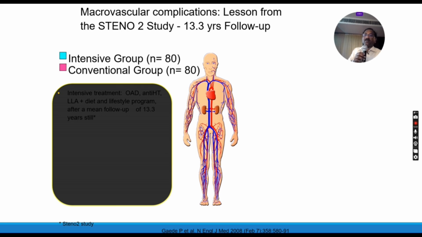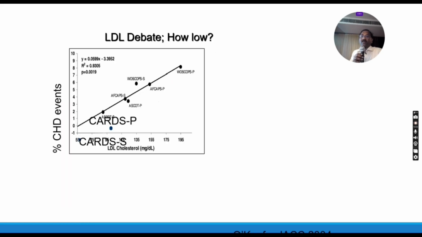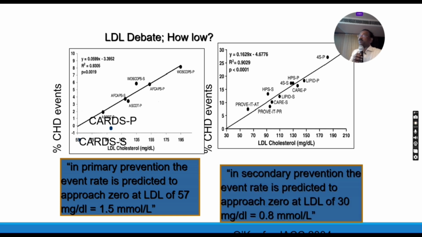So, macrovascular complications: this is the Steno-2 study, intensive versus conventional. It clearly shows that with intensive treatment there is a risk reduction of death by 46% and of cardiovascular death by 57%. And LDL, how low? If you see primary prevention, your goal should be around 57, and for secondary prevention, around 30. That is also a very important take home point.